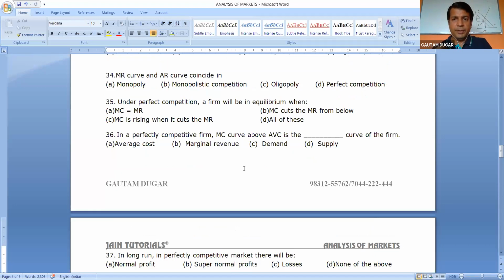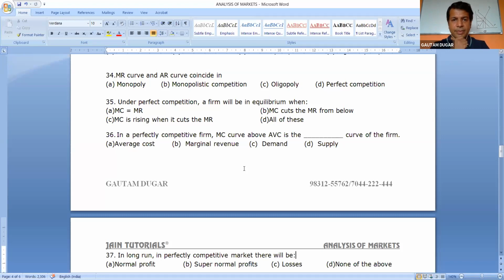35. Under perfect competition, the firm will be in equilibrium when? Read the options. Yes, again someone is going wrong. It's D, all of these. The perfectly competitive firm will be in equilibrium when MC equals MR, MC cuts MR from below, and MC is rising with MR. So all of these is the correct answer.